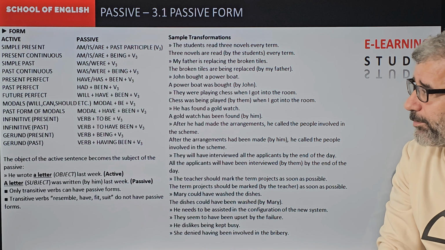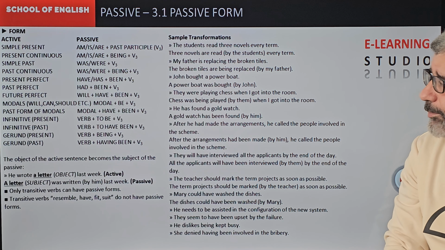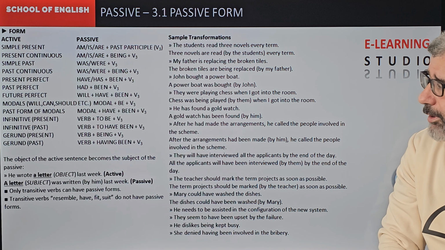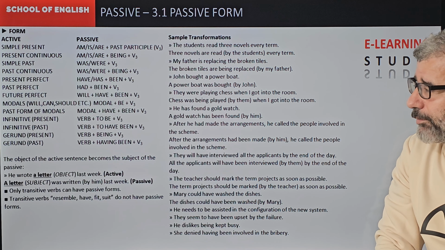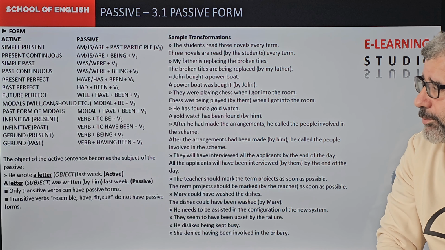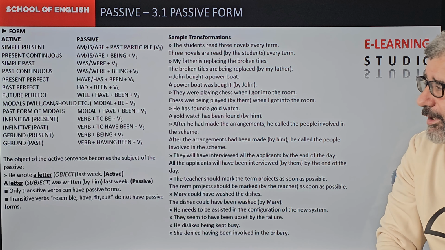Present perfect: have/has been plus past participle. Past perfect: had been plus past participle. Future perfect: will have been plus past participle. And while forming the passive statements of modals, we use the relevant modal plus be plus past participle. If you're going to form a past sentence with a modal, then the passive form should be modal plus have been plus past participle.